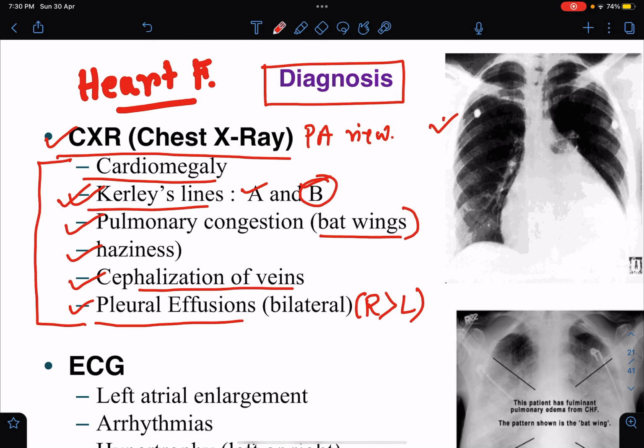In this x-ray we can see that there is a huge cardiomegaly. Okay, the cardiac shadow is much enlarged. So this is one of the signs of heart failure from chest x-ray. It is one of the signs in the Framingham criteria for heart failure also.